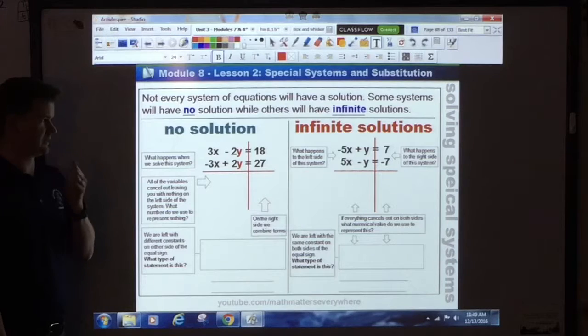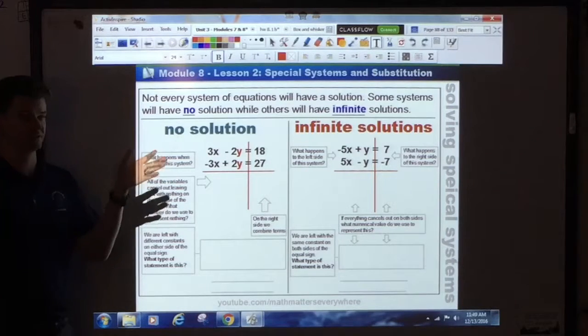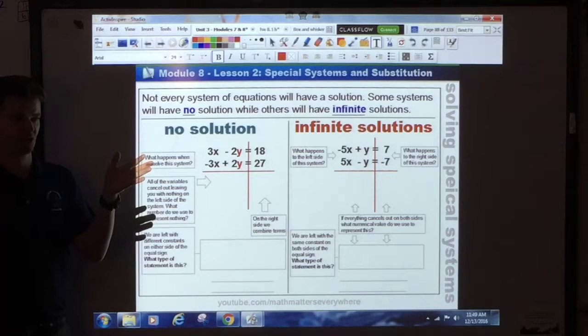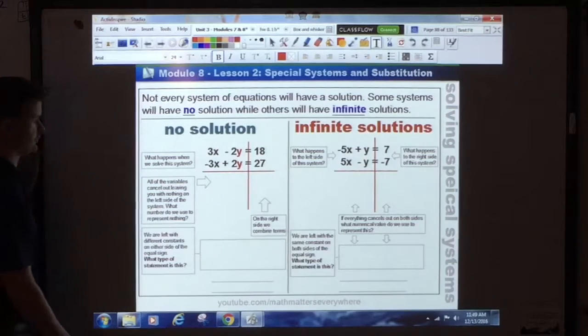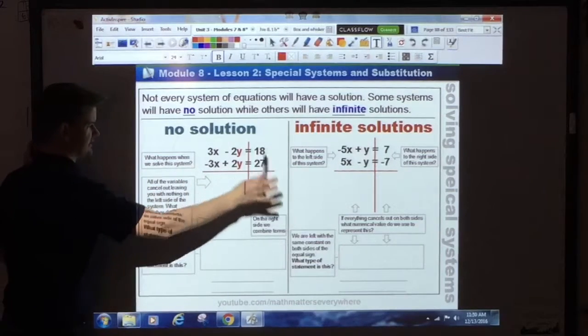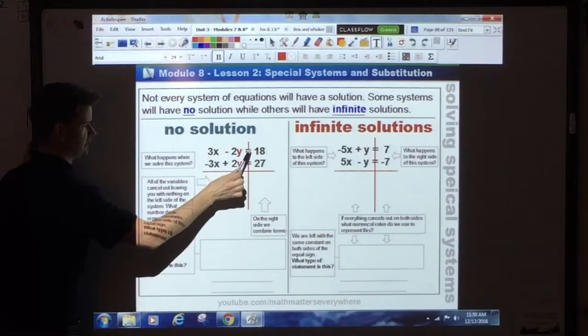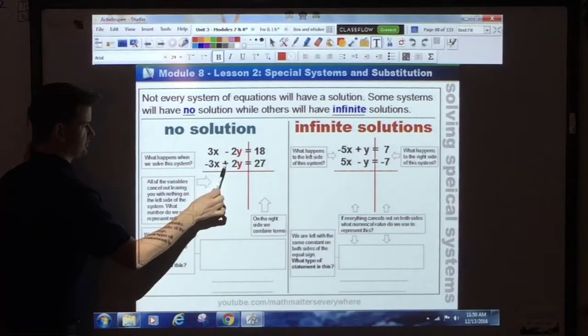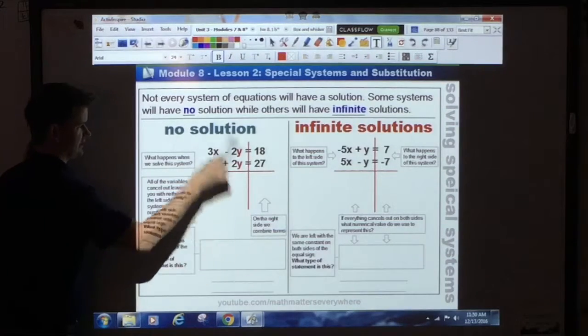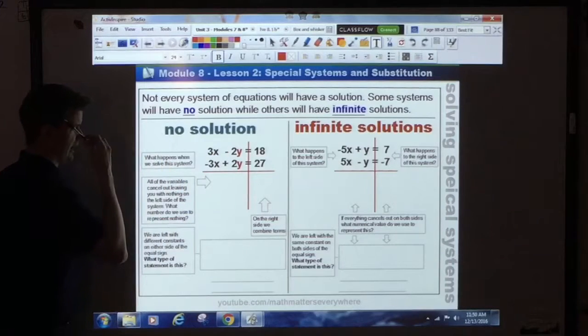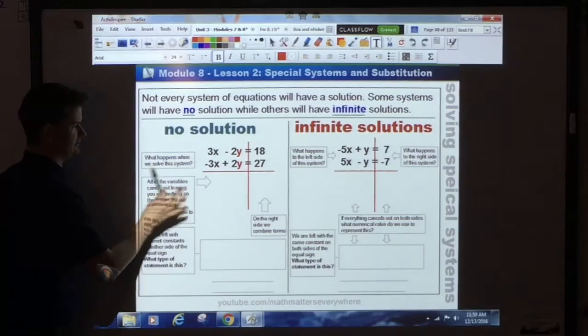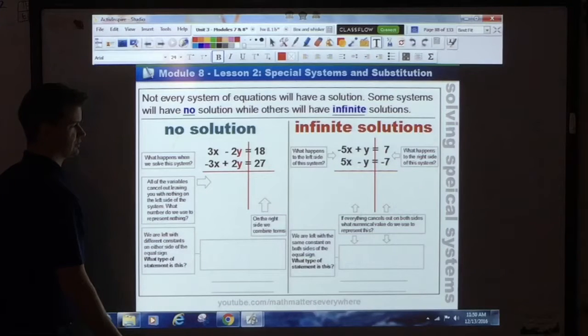Because you're going to notice that something very interesting happens when we solve these, and it makes our job super simple. So the first thing is, we look at this system right here. We have 3x minus 2y equals 18, negative 3x plus 2y equals 27. This system has no solution. But how do we know that? Well, let's examine what happens when we start solving this from left to right.